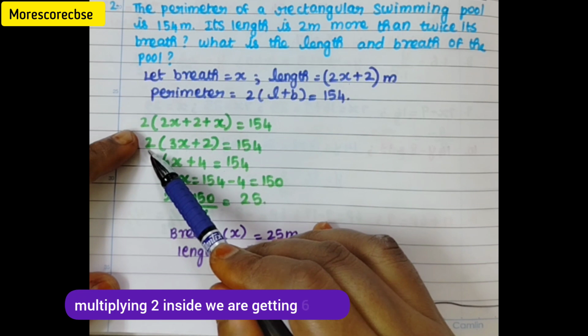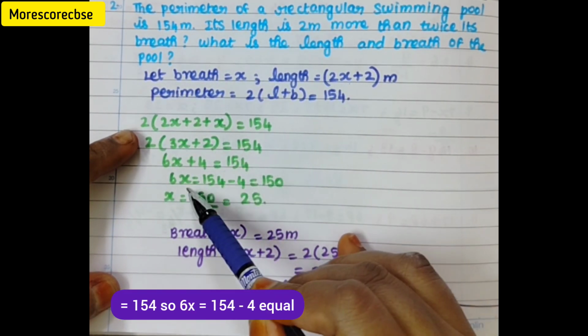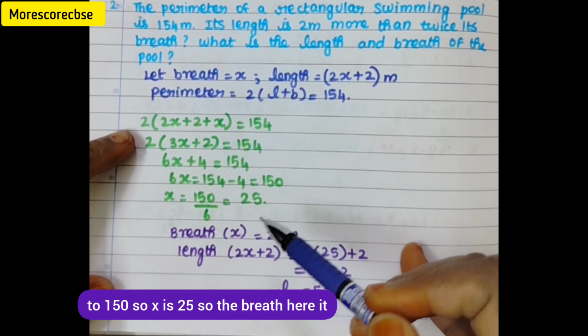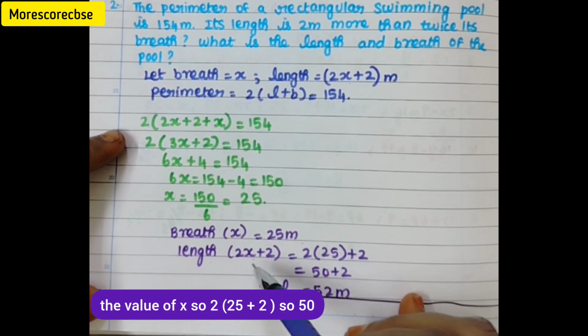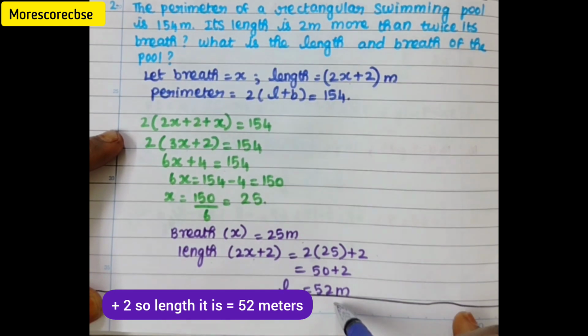Multiplying 2 inside we are getting 6x plus 4 equal to 154. So 6x equal to 154 minus 4 equal to 150. So x is 25. So the breadth here is 25 meters. Length, we are substituting the value of x. So 2 into 25 plus 2. So 50 plus 2. So length is equal to 52 meters.